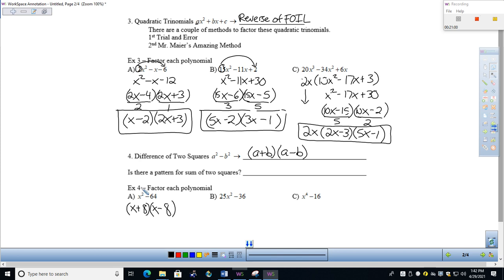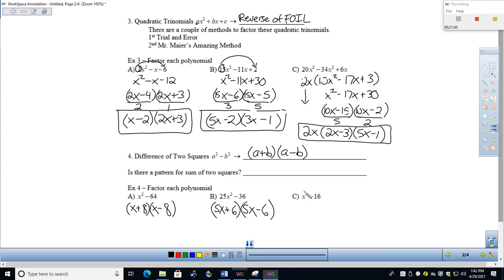Okay, part B. Same idea. Difference, perfect squares, it's ready to roll. I recognize that. What times itself would give us 25x squared? About 5x and 5x. What times itself gives us the 36? About a 6 and a 6. And 1 plus, 1 minus. Okay, let's do the last one, and then I will answer this question right here.